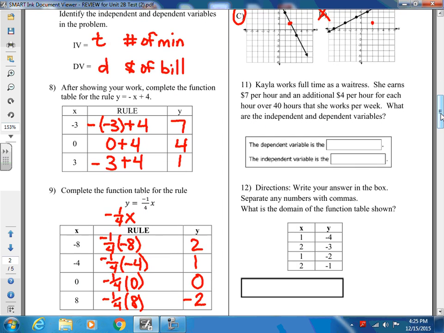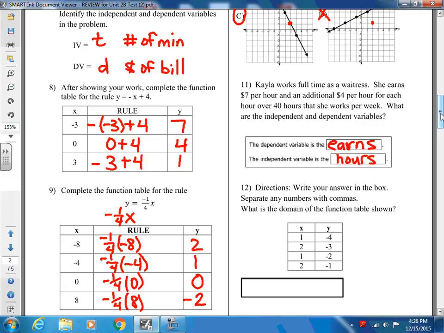Okay, for number 11, we're trying to do independent and dependent variable again. Just notice that this time it asks for the dependent variable first and the independent variable second. Kayla works full-time as a waitress. She earns $7 per hour, an additional $4 per hour for each hour over 40 hours that she works per week. Right, that's a lot to register. But if you're looking at what you've got, money and time are involved. So those are the two pieces. The dependent variable is her earnings, her money, what she earns. Okay, that depends on the number of hours that she works. Right? So time, remember, is always the independent variable. So her earnings, right, depend on the hours.